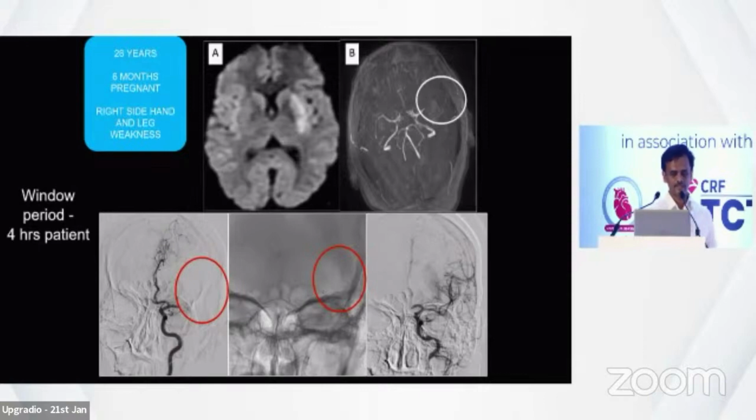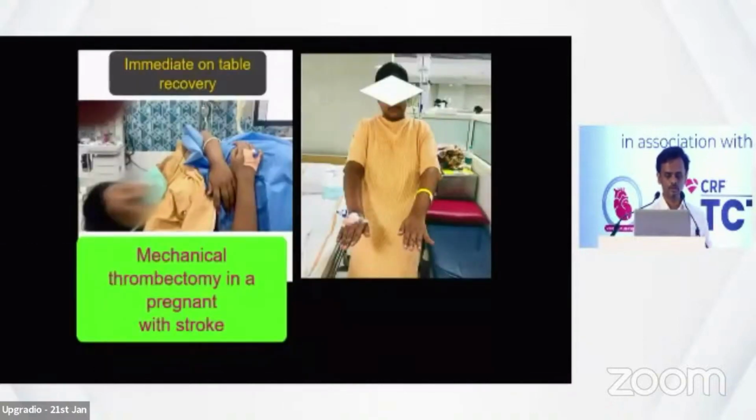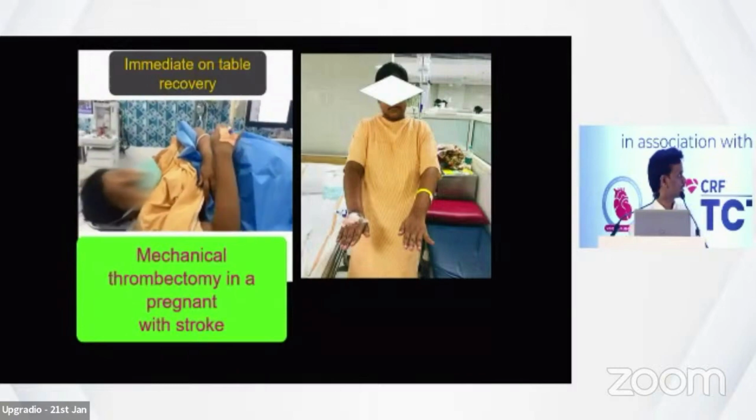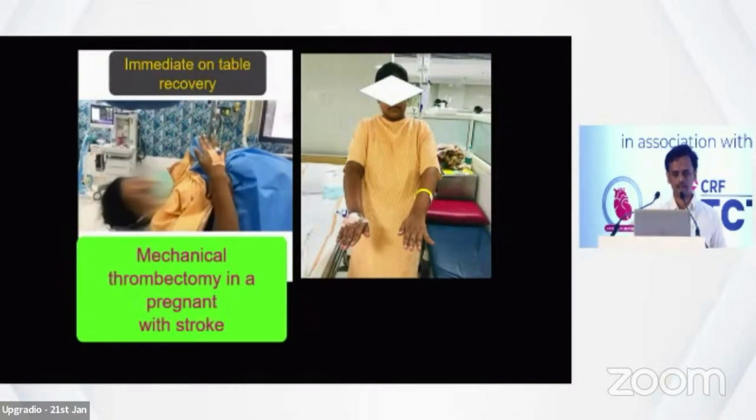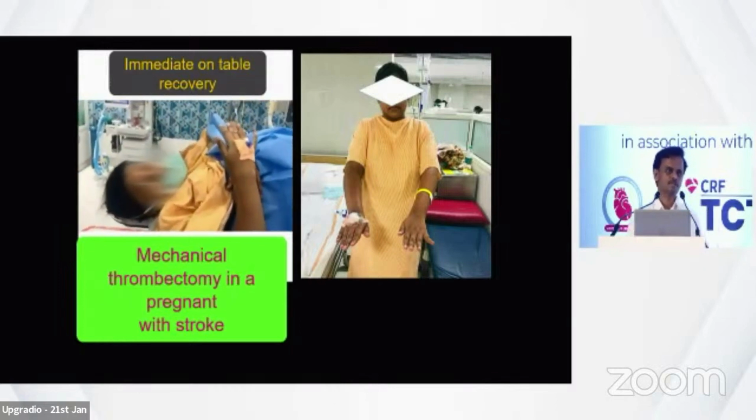And clinically, the patient was a 26-year-old female, and she is in her second trimester. Thrombolysis was not indicated because of the pregnancy. The patient came with right hemiplegia and aphasia. So you can see that the patient is immediately lifting up her right hand and right leg and telling her name. And she was discharged on day 3.